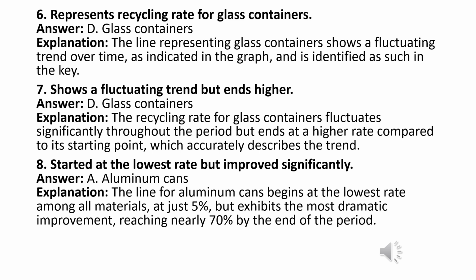Question 8. Started at the lowest rate, but improved significantly. Answer: A. Aluminum cans. Explanation: the line for aluminum cans begins at the lowest rate among all materials, at just 5%, but exhibits the most dramatic improvement, reaching nearly 70% by the end of the period.